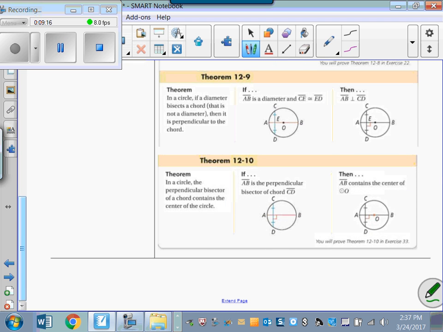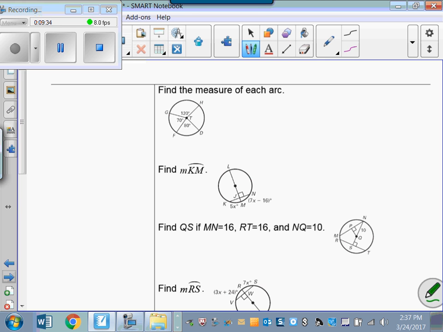In a circle, the perpendicular bisector of a chord contains the center of the circle. The perpendicular bisector of a chord contains the center of the circle. In other words, it is a diameter, right? Okay. Let's see what kind of problems we have to look at now.